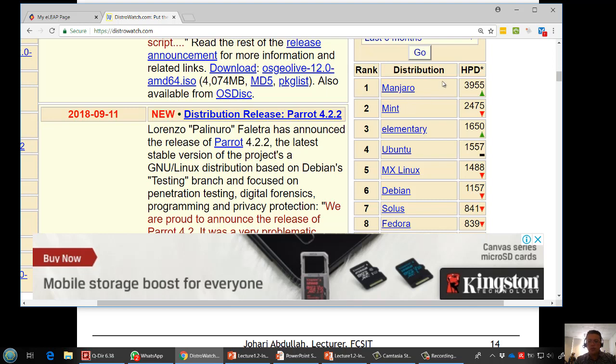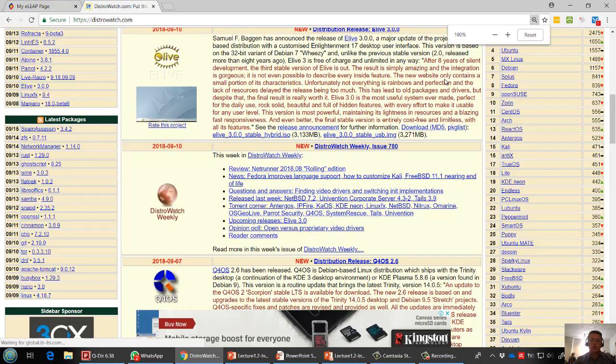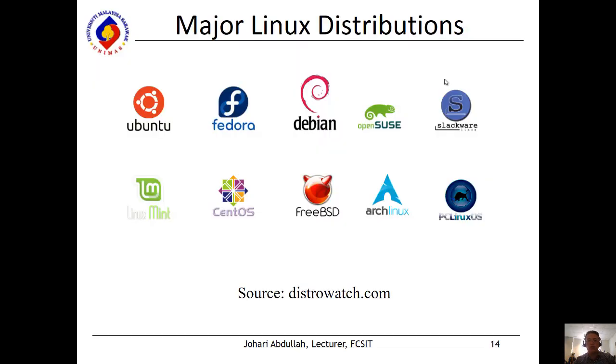Some of these I have actually tried personally: Ubuntu, Debian, Fedora, and so on. And for sure you have probably tried this as well. I'm not sure which distribution you use for your operating system software. It's either Fedora or Ubuntu. But what is distribution actually?